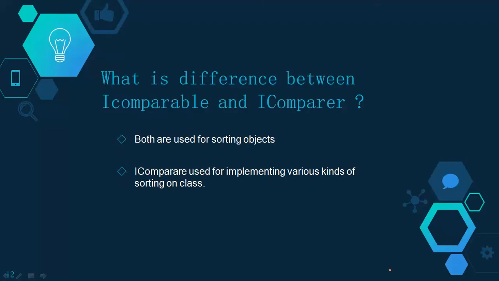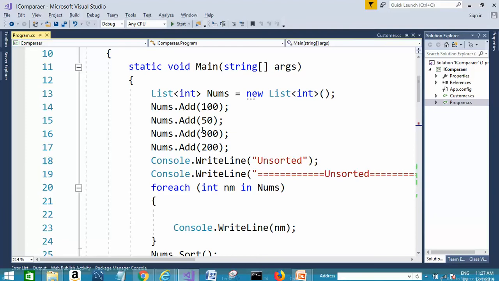What is the difference between IComparable and IComparer? Mainly these are used for sorting purposes. A normal list, suppose it is int or string, can be sorted by using the sort method of that list. But when it comes to a complex object, like custom objects we have created, they cannot be sorted by using just the sort method of the list. So let's see the example.